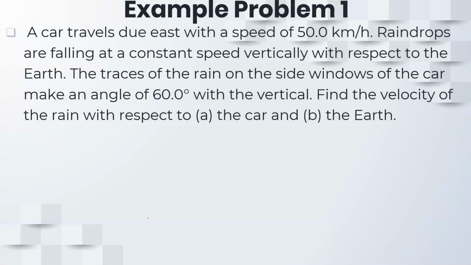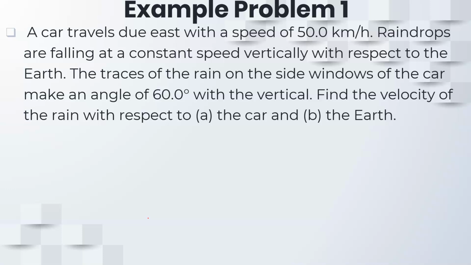Example problem 1. A car travels due east with a speed of 50 kilometers per hour. Raindrops are falling at a constant speed vertically with respect to the earth. The traces of the rain on the side windows of the car make an angle of 60 degrees with the vertical. Find the velocity of the rain with respect to A, the car, and B, the earth.